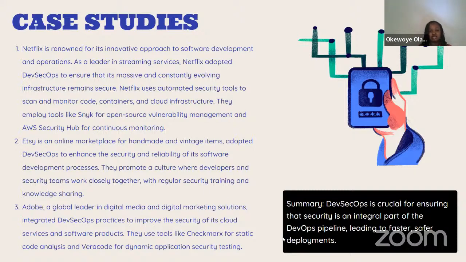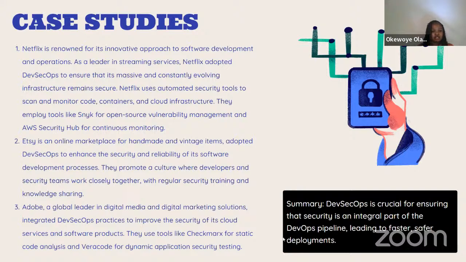Netflix uses automated security tools to scan and monitor code, containers, and cloud infrastructure. They employ tools like Snyk, which I already mentioned as the primary tool for checking open source code vulnerabilities, for open source code vulnerability management, and AWS Security Hub for continuous monitoring.